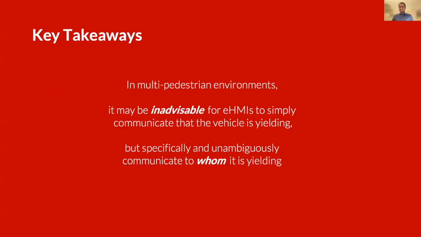So the most important thing that I want to convey to you in my presentation is that in multi-pedestrian environments, it may be inadvisable for eHMIs to simply communicate that the vehicle is yielding, but rather to specifically and unambiguously communicate to whom it is yielding. How this disambiguation can be achieved in an acceptable way still remains to be seen, but it throws the door open for a lot of interesting research and future work.